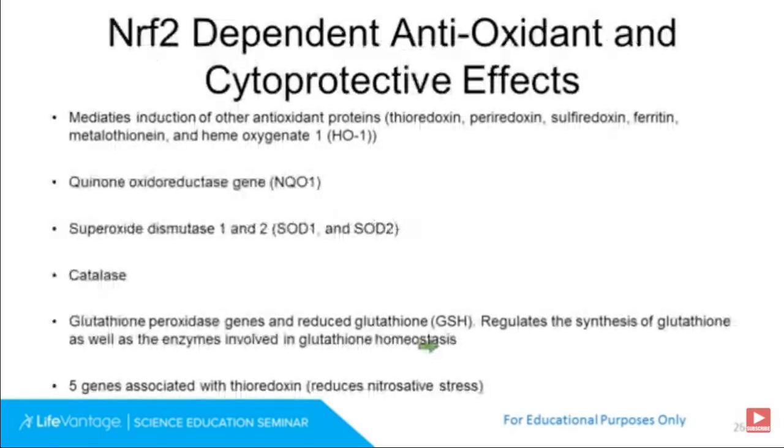Nrf2 has been studied with regard to the antioxidant effects and the protective effects on the cell. Cytoprotective means cell protection. And there's a lot of different agents that Nrf2 activates or increases the production of that help with this cell protection. We've talked about some of them: glutathione, superoxide dismutase, and catalase. But there are a number of others that we rarely ever touch on, but these are very important compounds to help get rid of toxic molecules in our bodies.